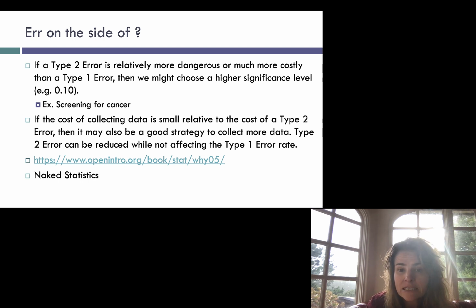If the cost of collecting data is small relative to the cost of a type 2 error, then it's probably a good strategy to collect more data, because then we can reduce our type 2 error while not affecting the type 1 error rate.